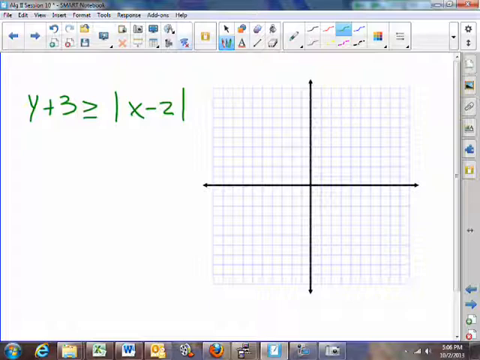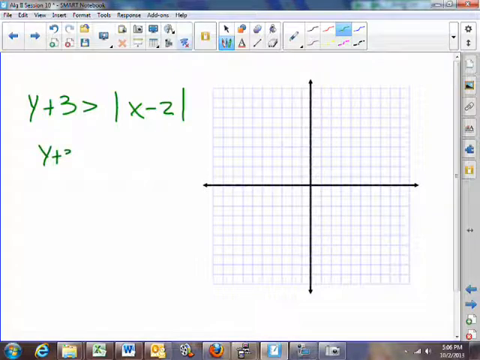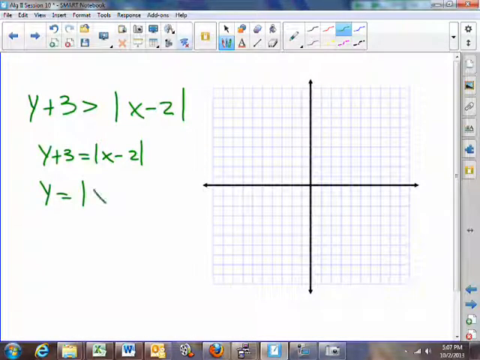Now, once again, what we'll do is first graph, and let's just make it greater than, not greater than or equal to, because the last one we had was greater than or equal to. So we're going to think y plus 3 equals absolute value of x minus 2. And what we do first is subtract 3 from both sides. We get y equals absolute value of x minus 2, minus 3.